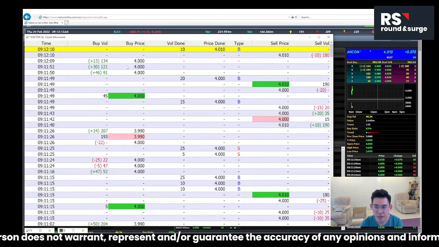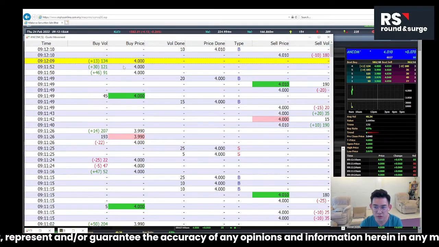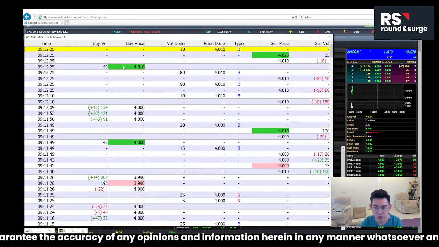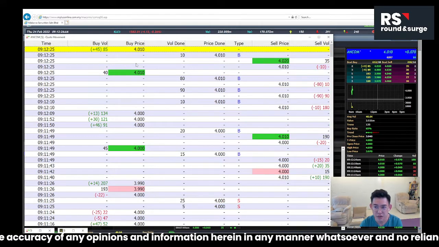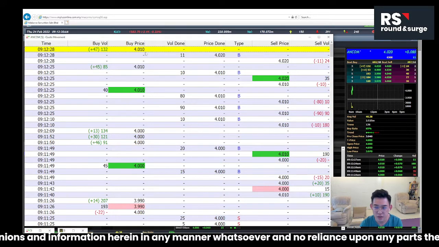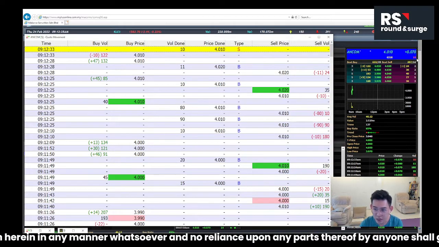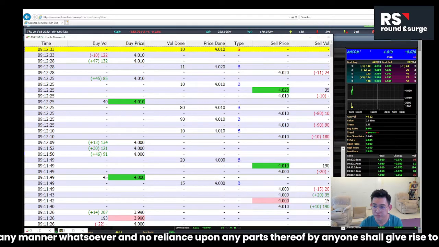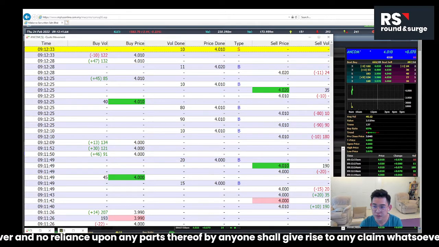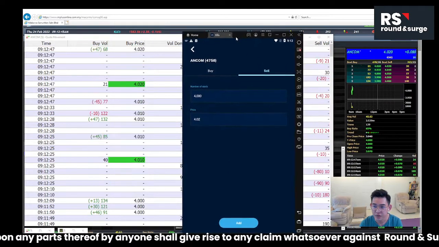So 4 ringgit is refilled to 134 lots, which means they still have the intention to move the price up higher. So right now they clear 4 ringgit and 1 cent, refill 4 ringgit and 1 cent to 132 lots at the buy order. So they still have the intention to move the price up higher. Let's see. I'm really getting ready to exit from here.